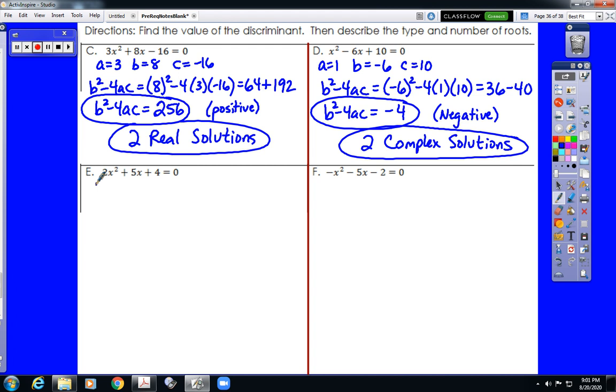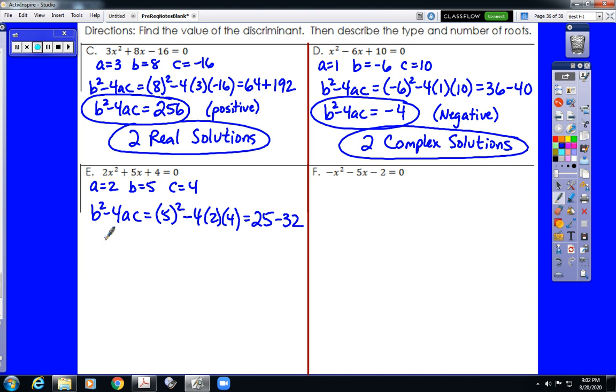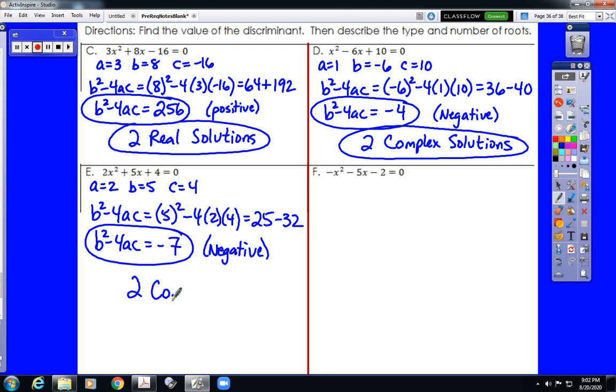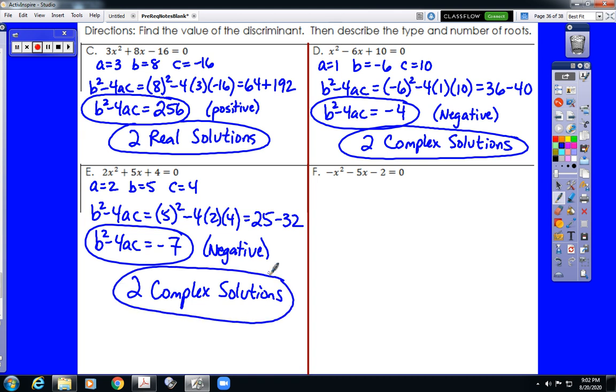Letter E is in the correct format. A is 2, B is 5, C is 4. B squared minus 4ac is 5 squared minus 4 times 2 times 4. That is 25 minus 32. So the discriminant is -7. Once again, because that value is negative, that means that this particular quadratic has two complex solutions. And we will briefly talk about how to deal with that in the case that we actually run into it while we're solving.